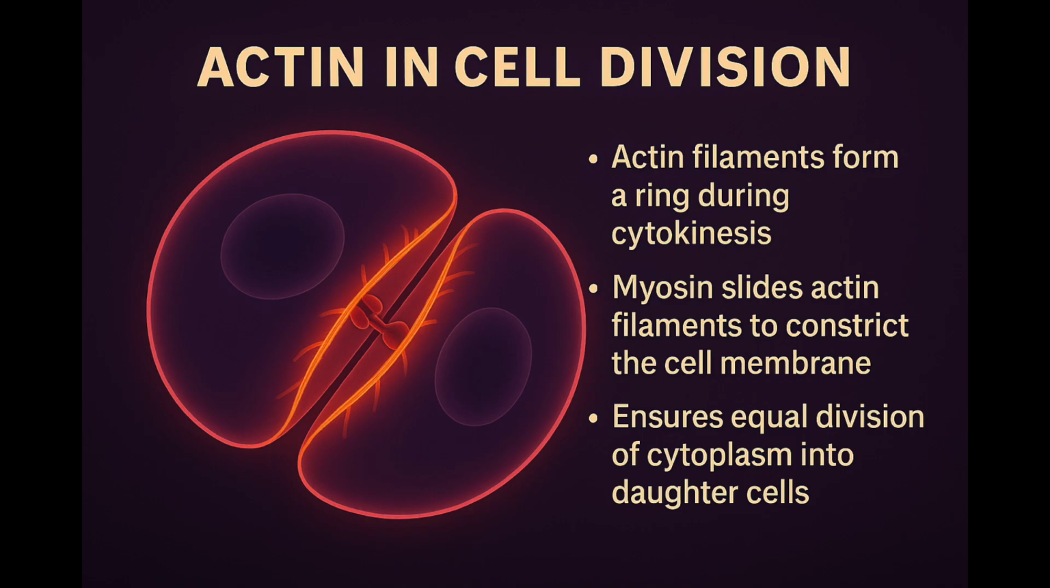a drawstring. As the ring contracts, it pinches the cell membrane inward until the cell is divided cleanly into two equal parts. This ensures that both daughter cells inherit the proper amount of cytoplasm and cellular machinery. Without actin, cell division would fail, chromosomes could separate, but the cell itself would never finish the job.